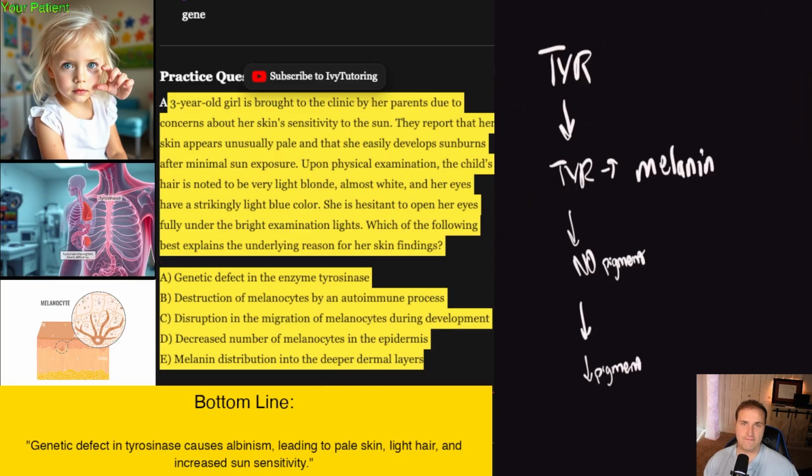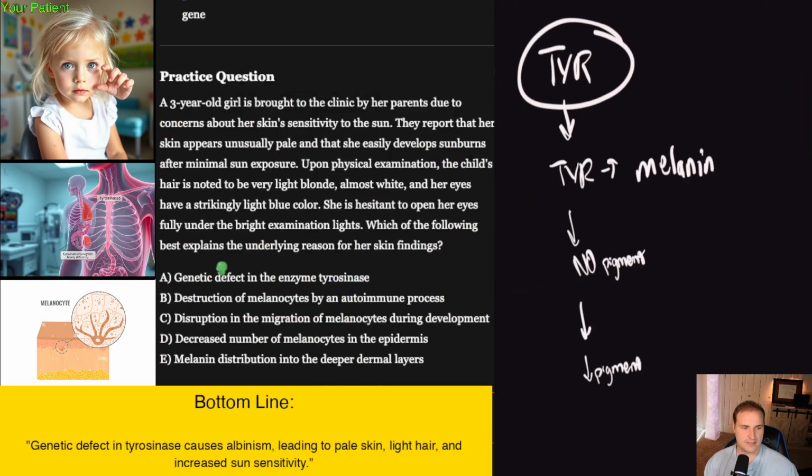She's got the very fair skin, the white blonde hair, the silvery kind of hair. And she's got that sun sensitivity and the photophobia, the light sensitivity. That's due to the lack of the melanin in the iris and the retina. And so this is going to be a type 1 oculocutaneous albinism. And this is most commonly caused by a mutation in the tyrosinase gene, TYR. And so our answer is enzyme tyrosinase.